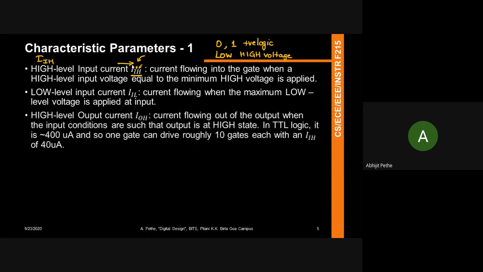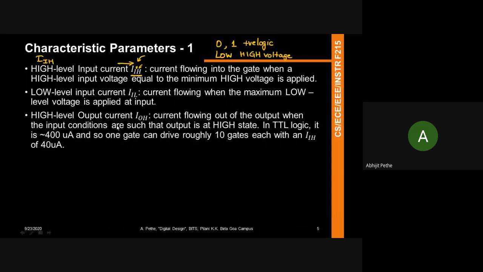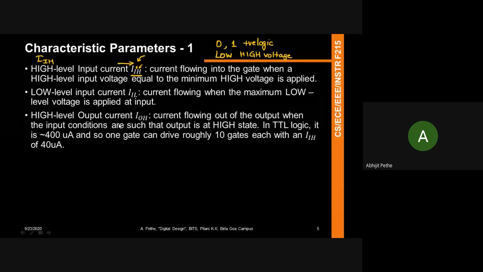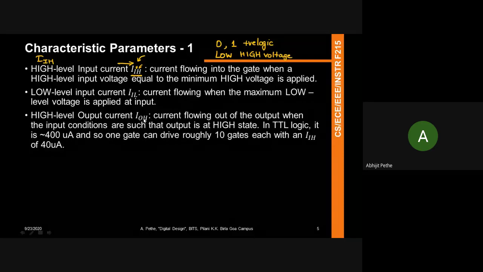Following the same logic as what happens at the input, right? At the input, I was saying that there is an IIH and an IIL. Similarly, at the output, you have what is known as an IOH. This is the current flowing out at the output when the input conditions are such that there should be a high level at the output, right? When the output node is a high, then the current flowing out of that gate is known as IOH, right? And we'll look at some numbers.